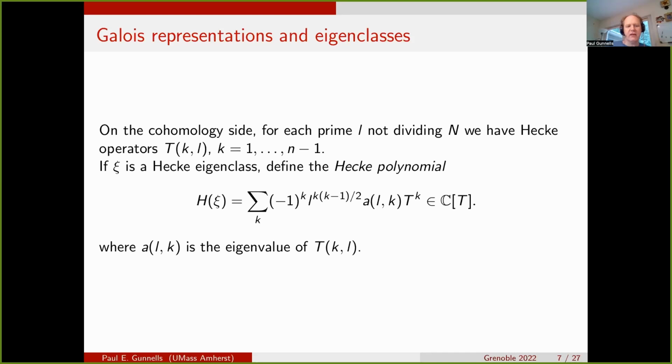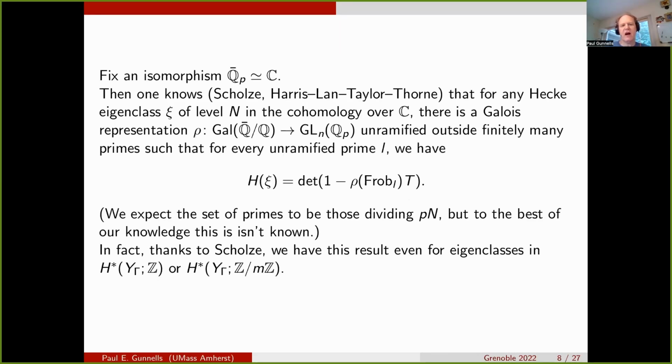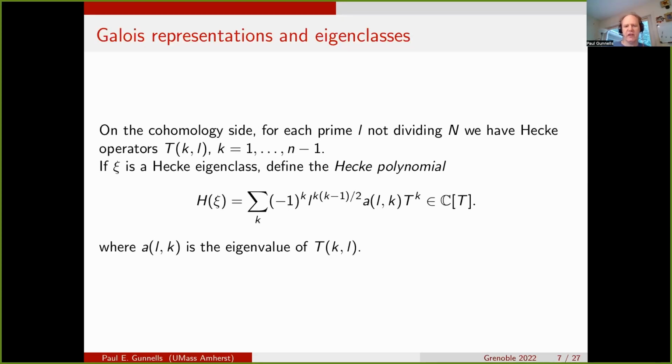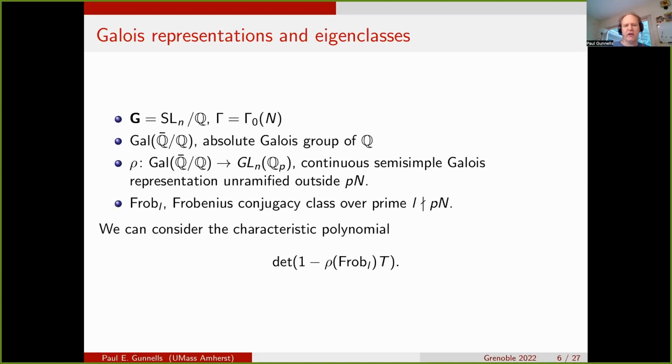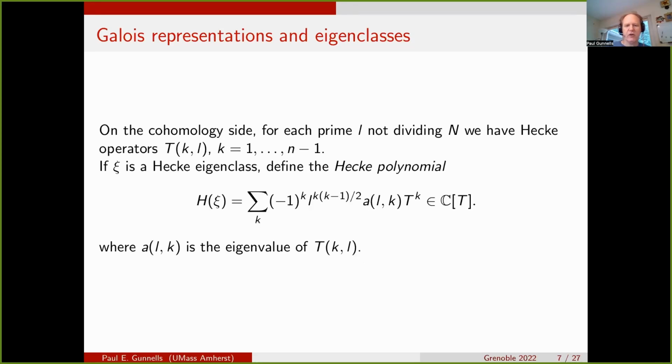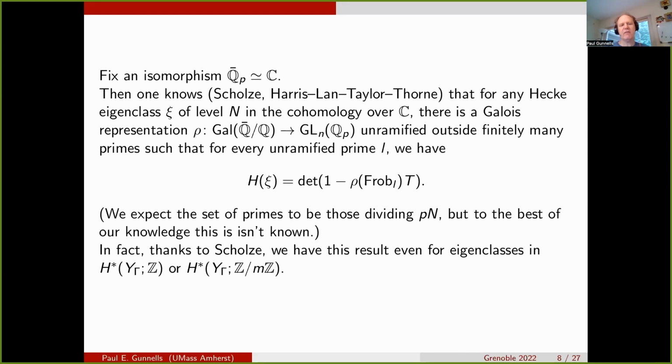If you accept that, then here's how these Hecke eigenvalues are related to Galois representations. First of all, the polynomial that I wrote here lives in C[t], whereas the polynomial that I wrote down there lives in Q_p-bar[t]. So I have to compare them. I have to first choose some isomorphism between Q_p-bar and the complex numbers, just fix it so I can consider some place where these polynomials live in the same place.